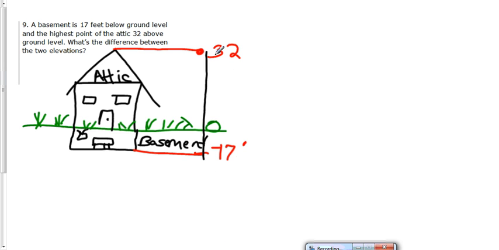So I'm looking all the way from here, not stopping at 0, but going all the way down to the negative 17. Well, it's easier to break it down and look at sections at a time. Above ground, from 32 to the ground is exactly 32 feet. So our answer has to be bigger than 32. Then how many more feet are we going? We're going another 17 feet.